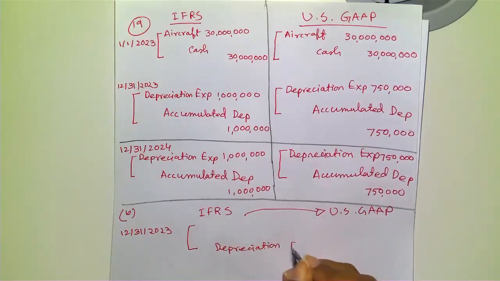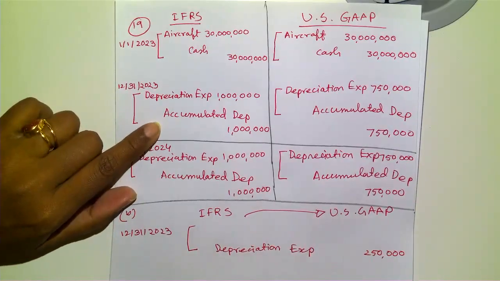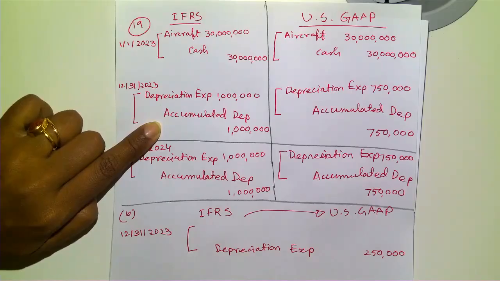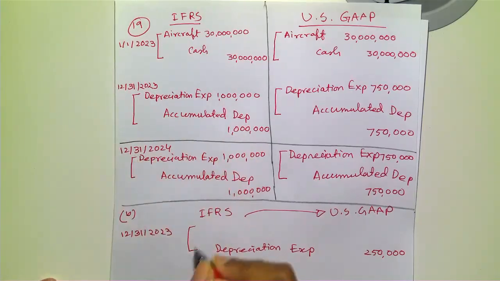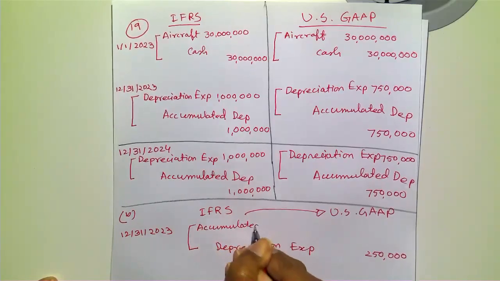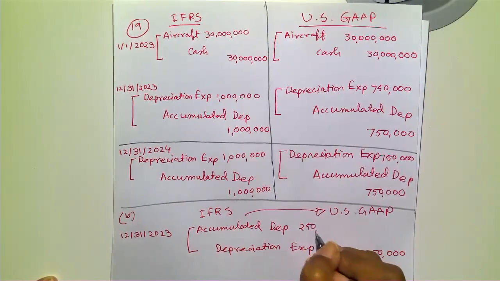Depreciation expense 250. And I will also reduce accumulated depreciation. Accumulated depreciation itself is a contra asset or a credit balance. So to reduce it by 250, I will debit it. So debit accumulated depreciation 250.